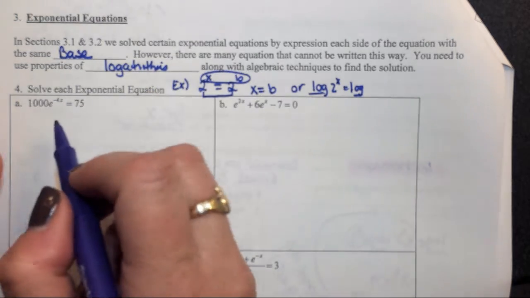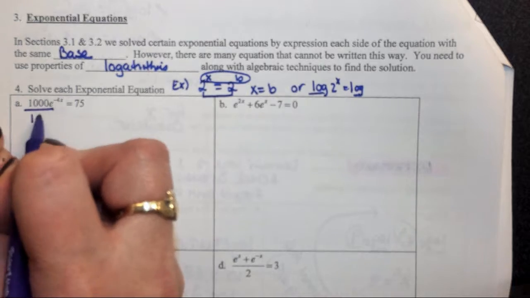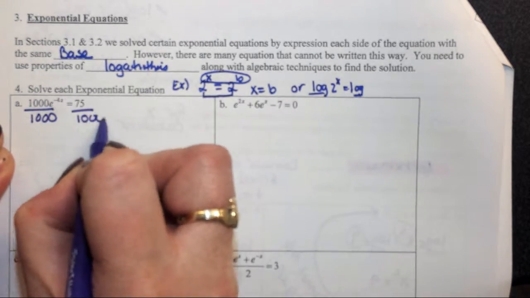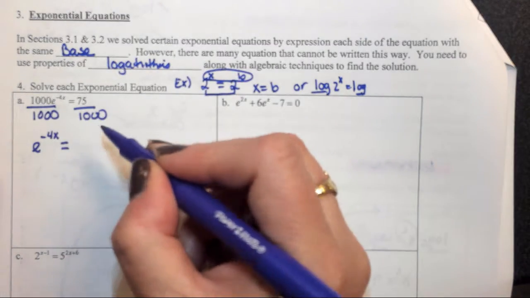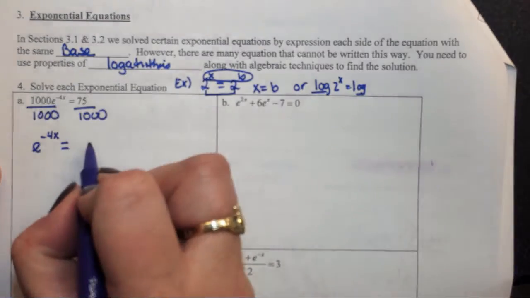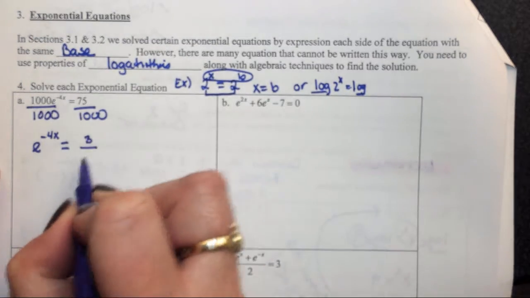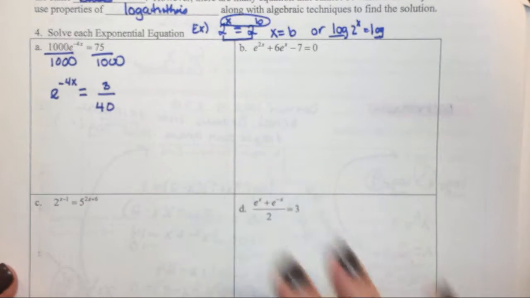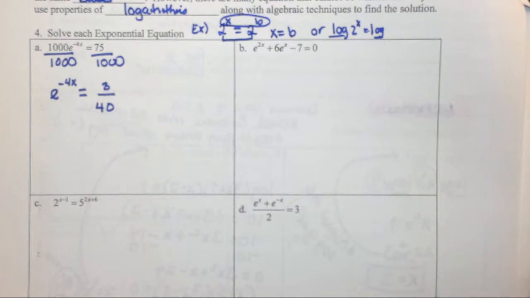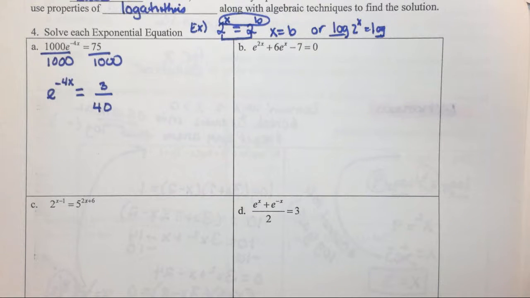So what's going to be my first step? Divide by 1,000. So I have e to the negative 4x is equal to, now reduce 75 over 1,000. Yeah, I can take out 25, that's going to give me 3 over 40. So I know I cannot change 3 over 40 into a base of e. So what I need to do then is somehow, some way, get that negative 4x out of the exponent.